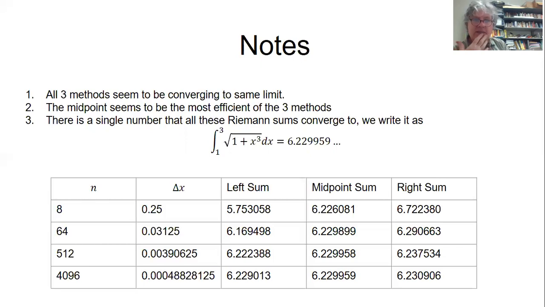So we're seeing that there is a single number that all these Riemann sums converge to, and this is how we write it. There's the integral sign, which is like an elongated S. We put 1 and 3 to show that we're doing the interval 1 to 3. The square root of 1 plus x cubed is the function that we're taking the Riemann sum of, and our answer is 6.229959. We're really confident in that based upon the table that I've got there.